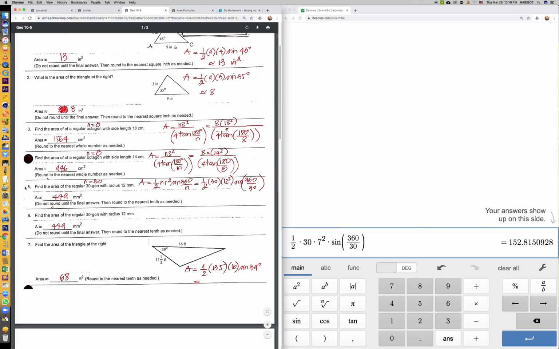It is very similar to problem number 8 on chapter 10 review number 2: a 30-gon with radius 12 millimeters. So I write the formula right here: A equals half n r squared sine of 360 over n. And again, I substitute 30 for n, and 30 for n over here. And then the radius, I substitute 12.